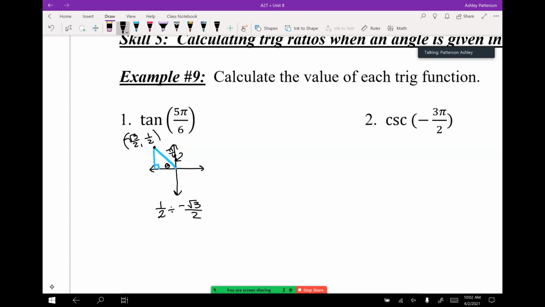In dividing fractions, we keep the first fraction and we multiply by the reciprocal of the second. The 2's will cancel out, and we're left with negative 1 over rad 3, but we have to rationalize. So I'm going to multiply by rad 3 over rad 3. Thus, the tangent of 5 pi over 6 is negative rad 3 over 3.